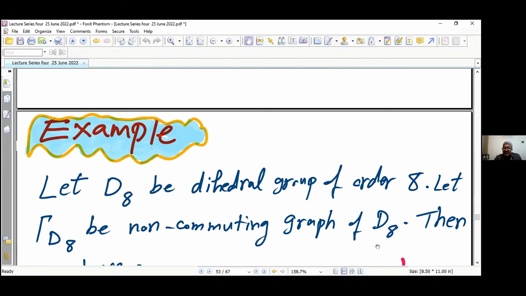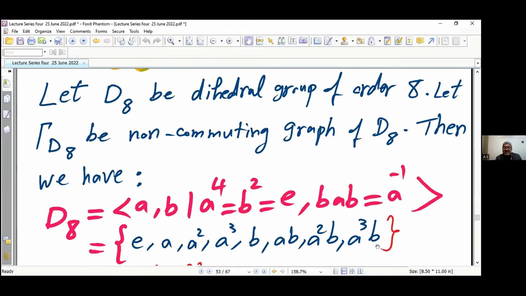So we have the dihedral group of order 8, and that's the presentation. The dihedral group of order 8 can be generated by two elements, A and B. A has order 4, B is an element of order 2, and we have the relation BAB is A inverse. And we have 8 elements: identity, A, A square, A cube, B, AB, A square B, and A cube B. So we have 8 elements here.